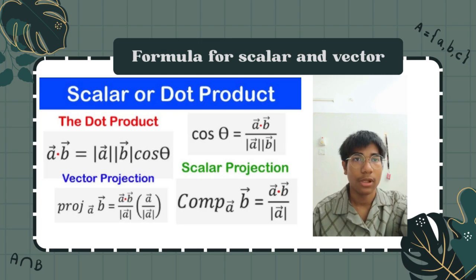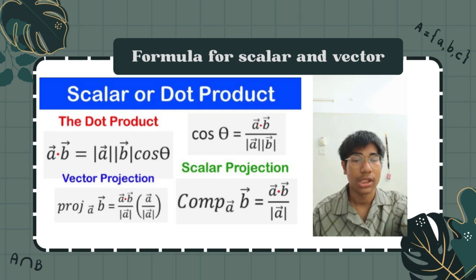Now for the formula for cos theta, this is derived from the first formula. It tells you how to find the angle between two vectors. For the third one, vector projection, this gives a vector, the component of b along the direction of a. It shows how much of b lies in the direction of a.